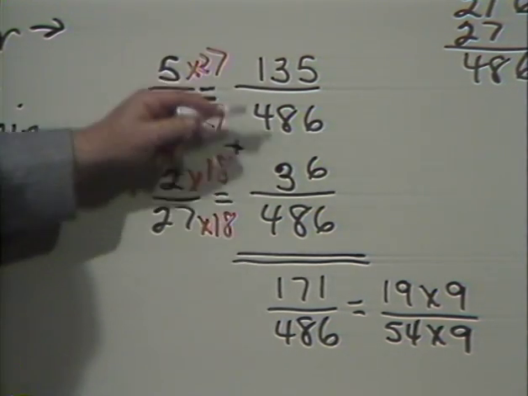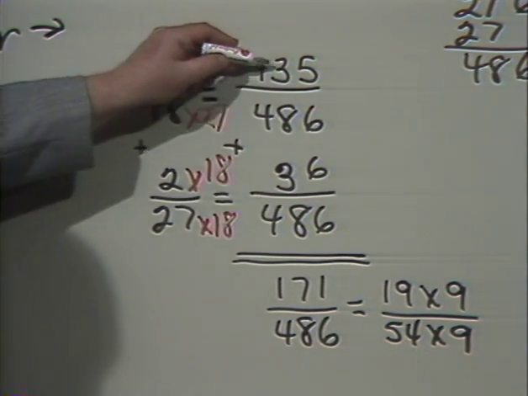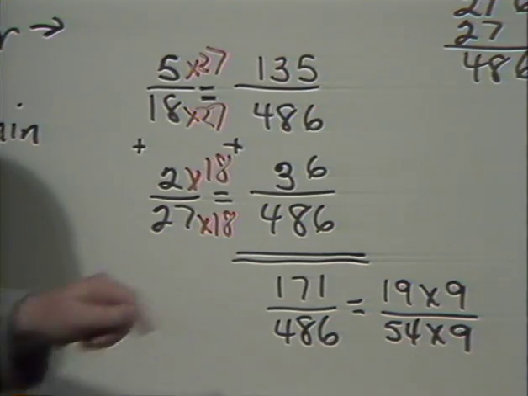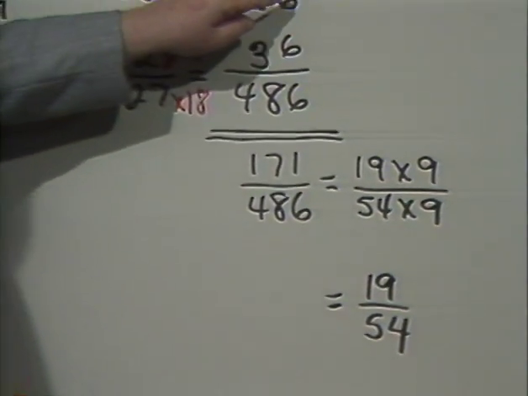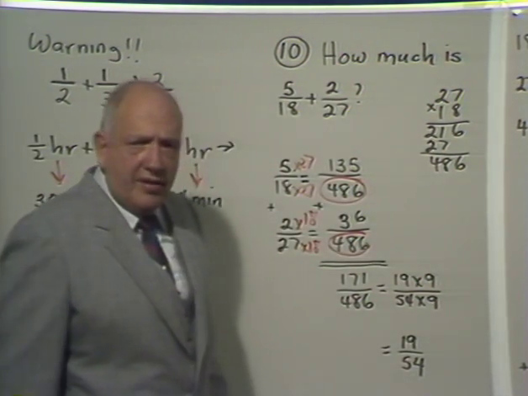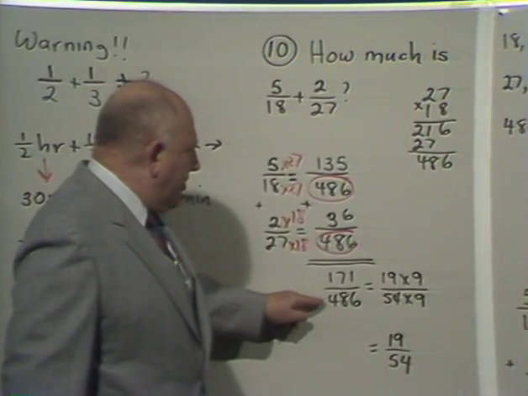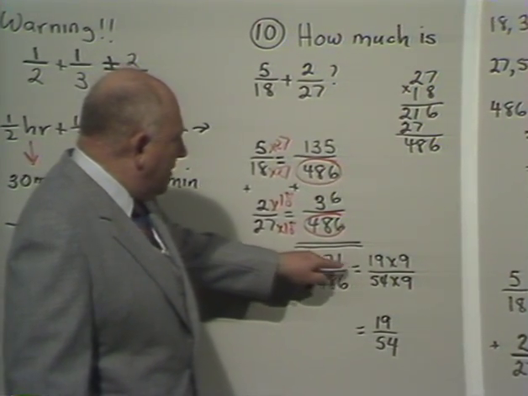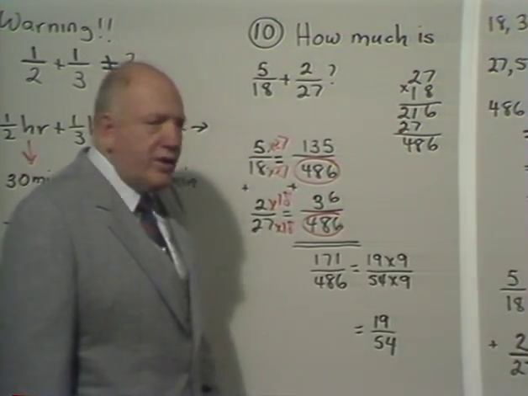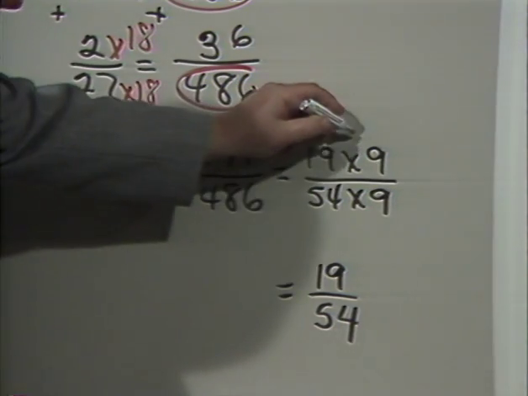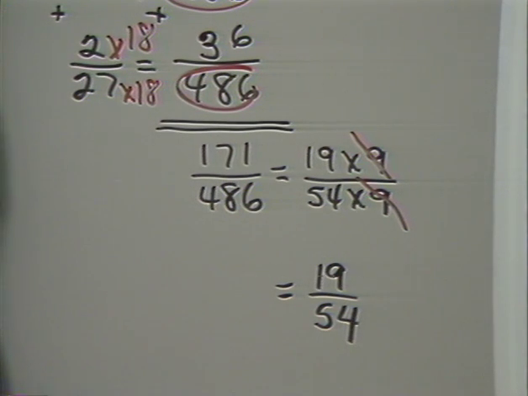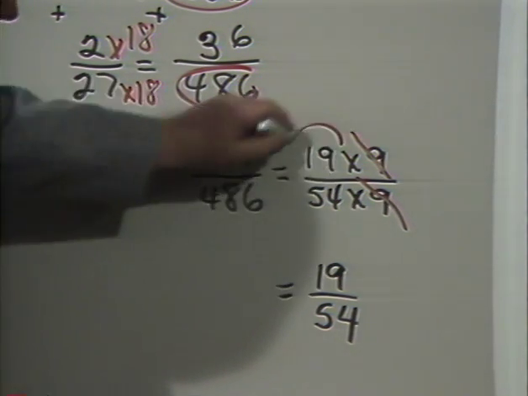So how do I add now? Since I have a common denomination, I add the adjectives, the numerators. See, 135 plus 36. That's a whole number problem. That's 171. 171 what? See, there's my denomination. 171 over 486. By the way, I'm going to show you how to get this later. But it's interesting that 171 is the same as 19 times 9, whereas 486 is the same as 54 times 9. And what that means is, since I've multiplied numerator and denominator by the same amount, I can divide numerator and denominator by the same amount, namely 9, and what I'm left with is what?